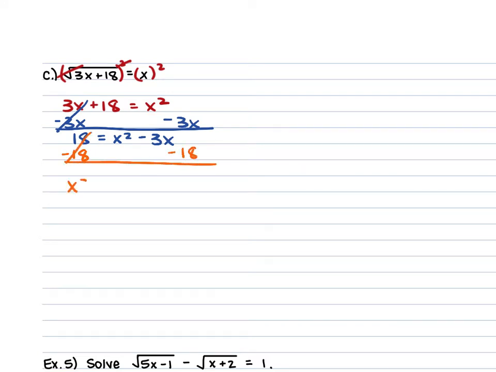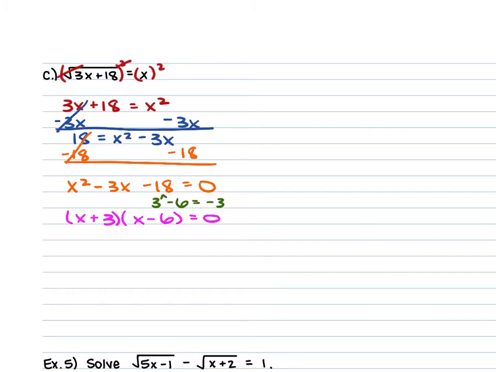So we have x squared minus 3x minus 18 is equal to 0. From here, find your factors of negative 18 that add up to be negative 3. You have 3 and negative 6 that multiply to give you negative 18, but combine to give you negative 3. So this factors out to be x plus 3 times x minus 6 is equal to 0.